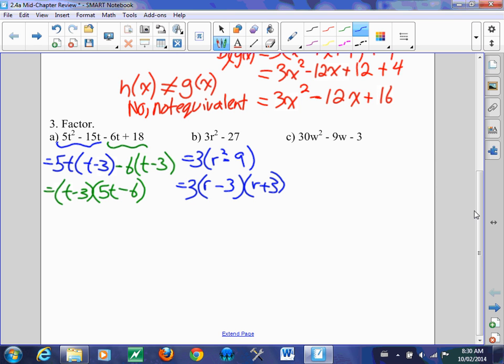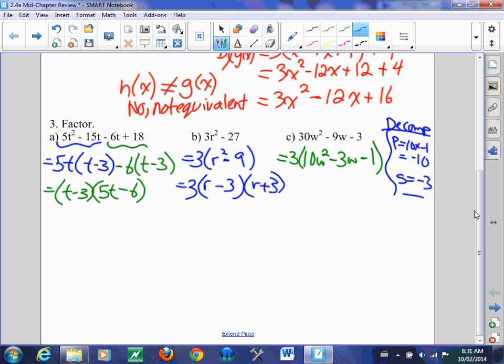Last one is the tricky one. It looks like decomposition. However, we can common factor first and see if that will make things easier, which I think it will. So 3 goes into every expression. What are we left with? 10w squared minus 3w minus 1. Although we've made it easier, a still does not equal 1, so we will be doing decomposition. I like to write decomp as soon as I know, so that I know to split the middle term. My product equals 10 times negative 1, which equals negative 10, and my sum equals negative 3.